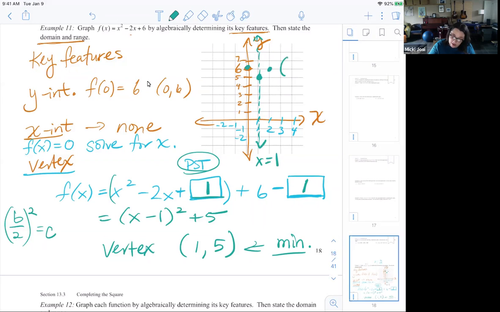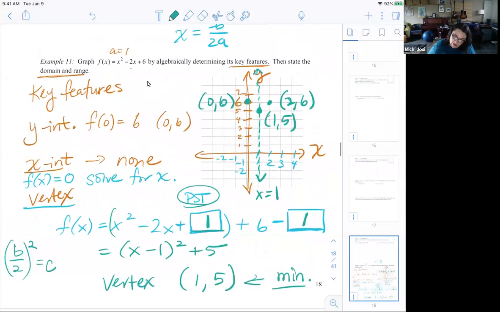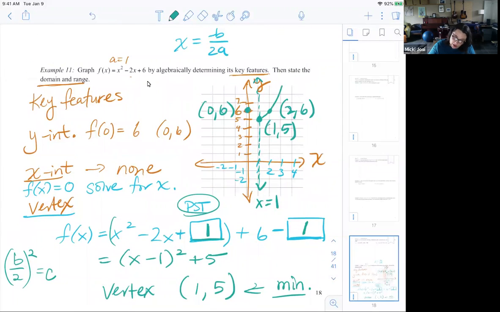Therefore, I know there's a symmetrical point right over from 6, and it has to be 1 unit over, so that point would be 2, 6. Here we have 0, 6 is my y-intercept, and my vertex is 1, 5. So from those 3 points, I could draw my parabola.